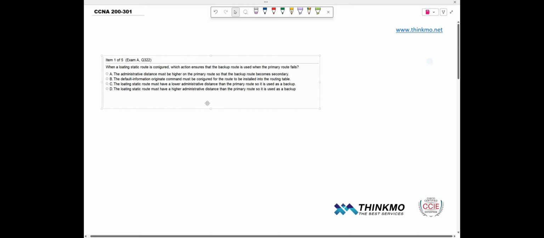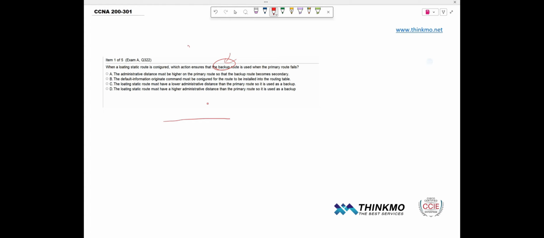When configuring a floating static route, what operation should we perform to ensure that when the primary path fails, it can switch to the backup path, that is, switch to the backup route, right? After the primary route fails, it switches to the backup route. So how does this work? The principle here is that we have two routes, right? Two routes. And these two routes are the same, right?